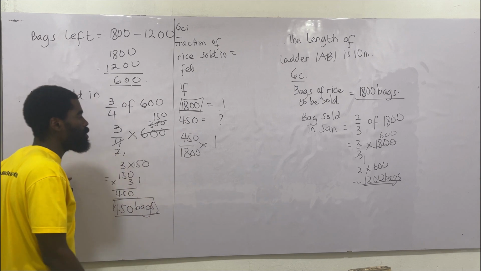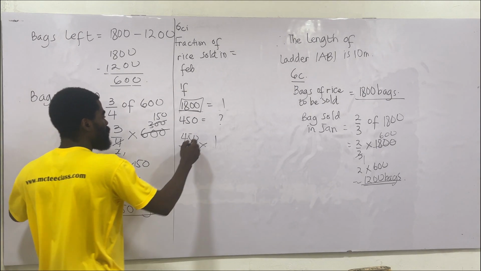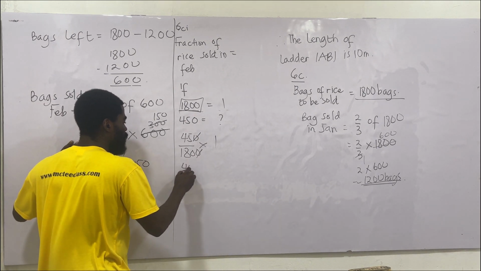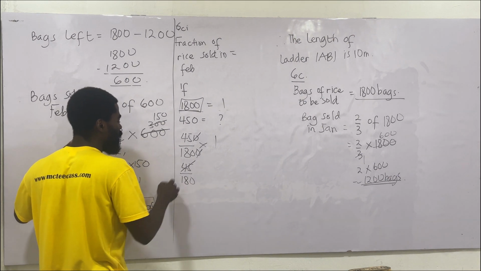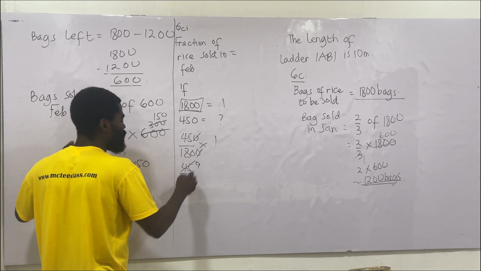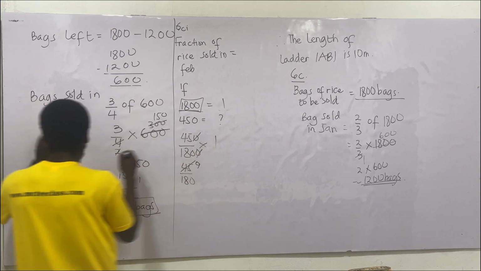So this is what we have. Now let's go. 0 cancels 0. Now we have 45 over 180. 5 will cancel 45 how many times? 9 times. 5, 9. How many times will 5 go into this? Let's work that one here.